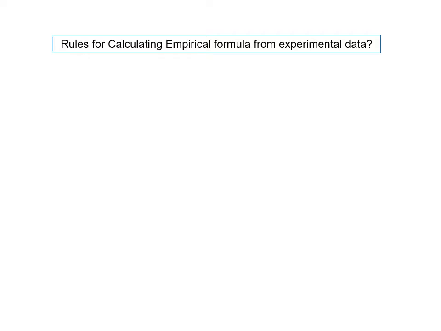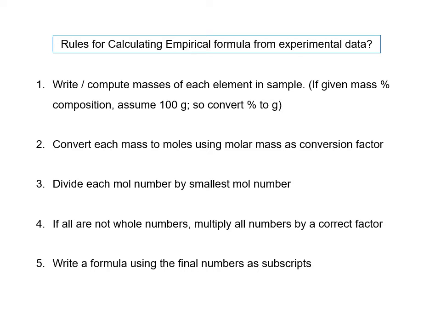So now let's go over the rules for calculating empirical formula from experimental data. First, we want to write or compute the masses for each of the elements in a sample. We're not always going to be given the moles of the samples. Sometimes we'll be given grams of some samples, and sometimes we're going to be given percentage of samples. If we're given grams of samples, then it's fine. We would just have to first convert them to moles. If you're given percentage of the samples, assume that you have a 100 gram sample total.